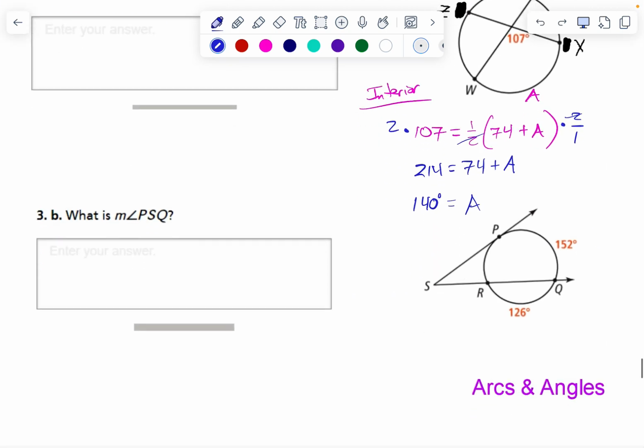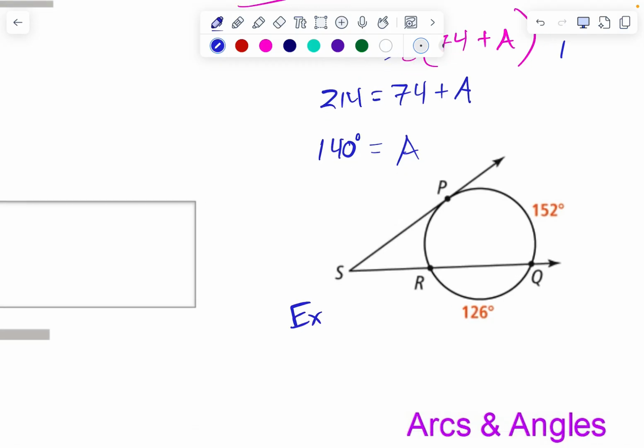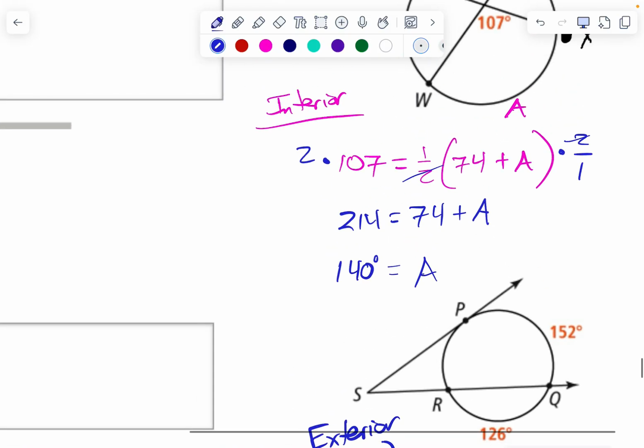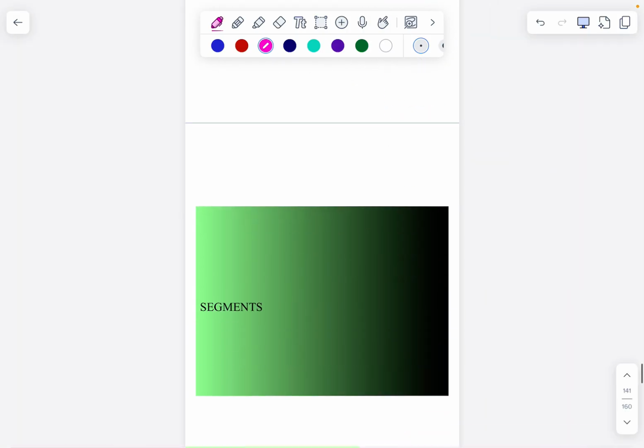All right. We'll just quickly on this one, is this plus or minus? This is minus, right? Because this is exterior. Okay. So interior is plus. I don't know if I have any other good ones.